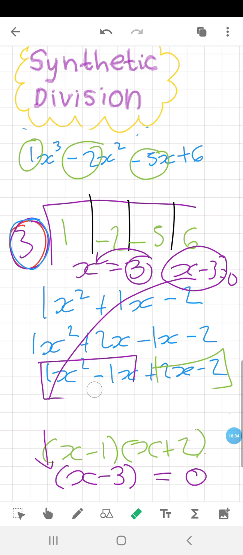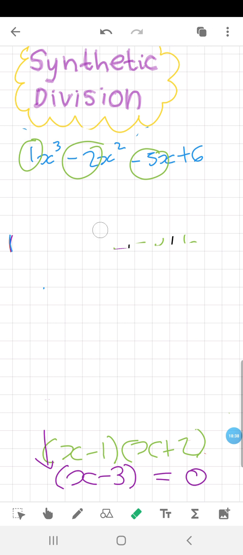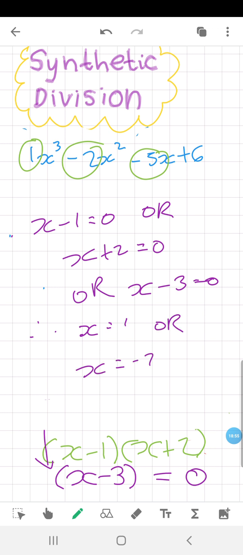Let me erase all of this to make space. So x minus 1 is equal to 0, or x plus 2 is equal to 0, or x minus 3 is equal to 0. Therefore, x is equal to 1, or x is equal to negative 2, or x is equal to 3.